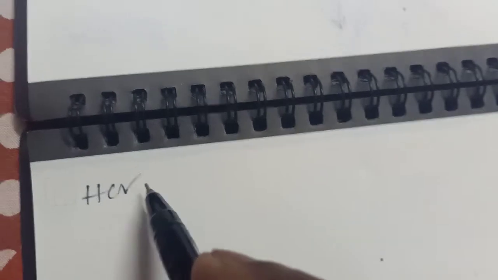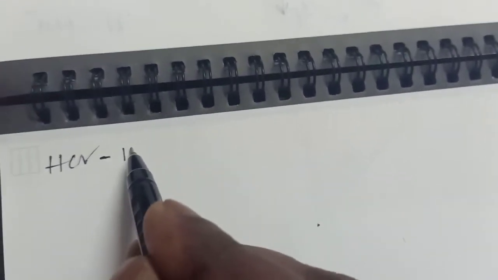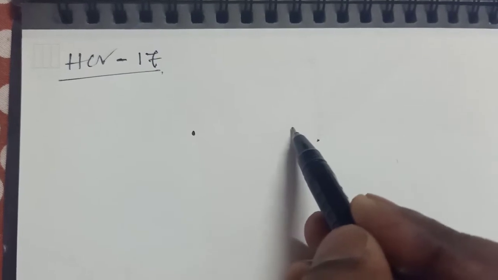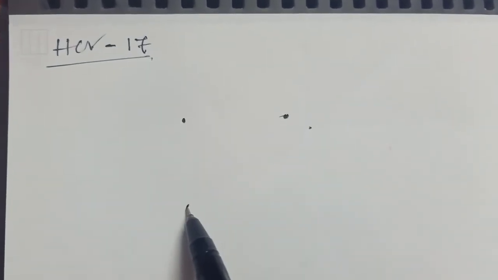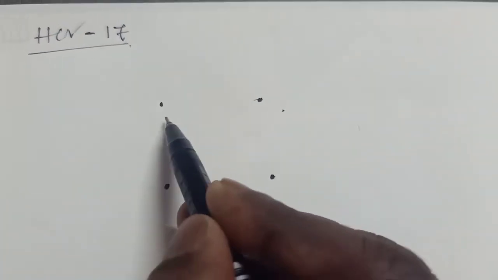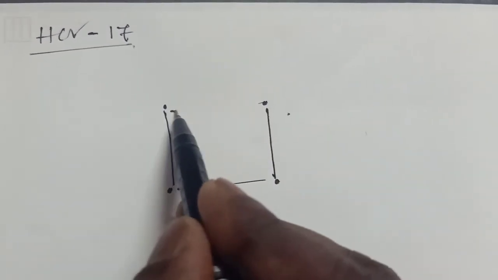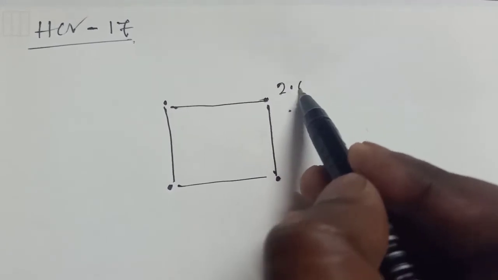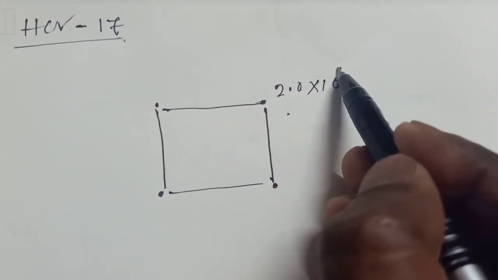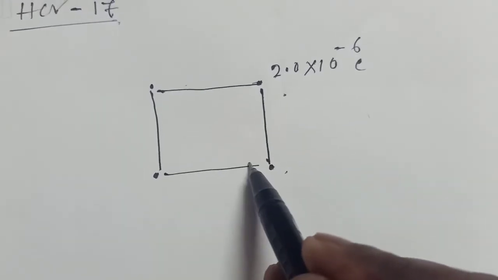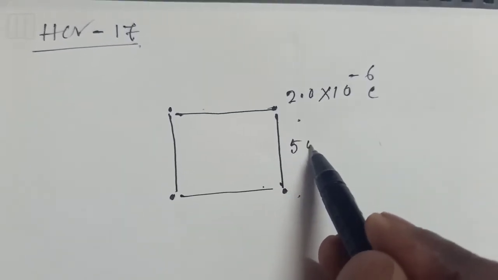So HC Verma 16, and the next one is 17. So HC Verma 17, this one, and here there is a square, and a charge of 2.0 into 10 to the power minus 6 coulomb is given at each vertex, and the side is 5 centimeter.